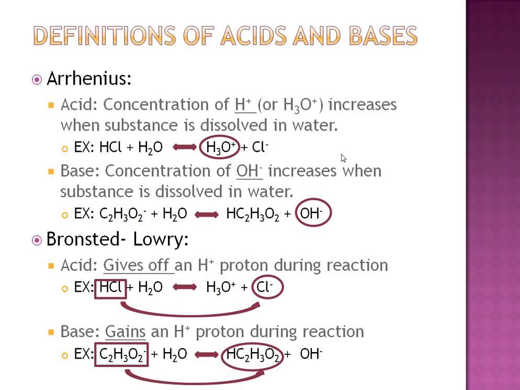Arrhenius acids are when the concentration of H+ increases during a reaction when the substance is dissolved in water. An Arrhenius base is when the concentration of OH- increases when the substance is dissolved in water. A Bronsted-Lowry acid gives off an H+ proton during a reaction. A Bronsted-Lowry base gains an H+ proton during a reaction.